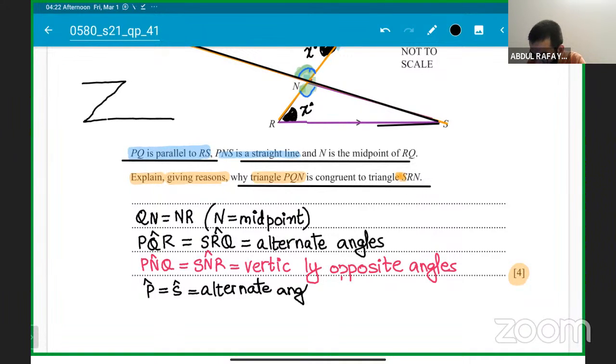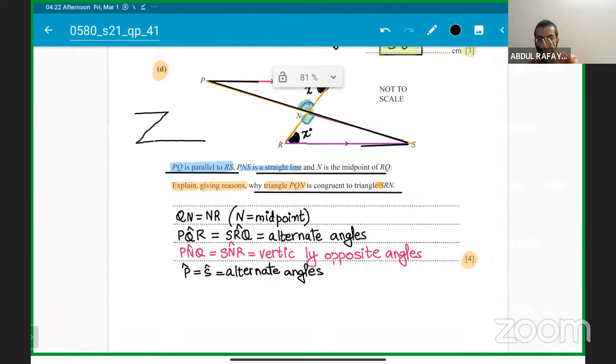Make sure you don't write alternate segment theorem. You will lose marks. This is not a circle theorem. So write alternate angles, and make sure one line is left. You need to name what you are using. Which property are you using? You have taken one angle, second angle, and one side. So it will be the angle, side, angle property to prove it as congruent.